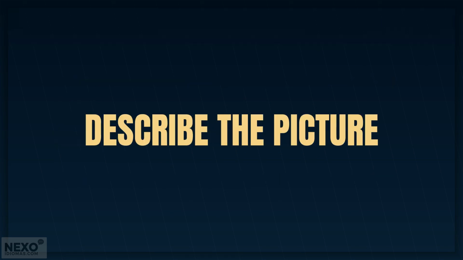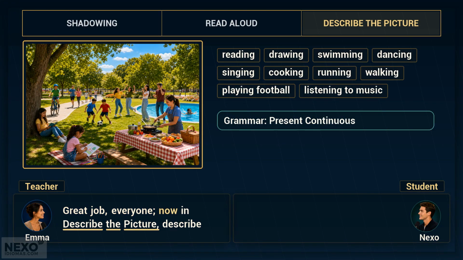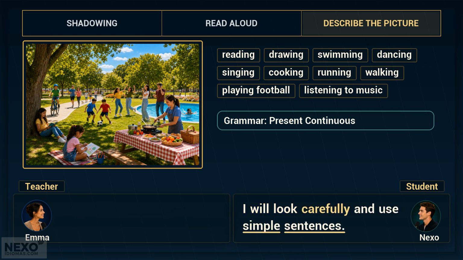Describe the picture. Great job, everyone. Now, in Describe the Picture, describe what you see. Try to use the vocabulary shown and the grammar we studied. Nexo will try first, and then it will be your turn. I will look carefully and use simple sentences.